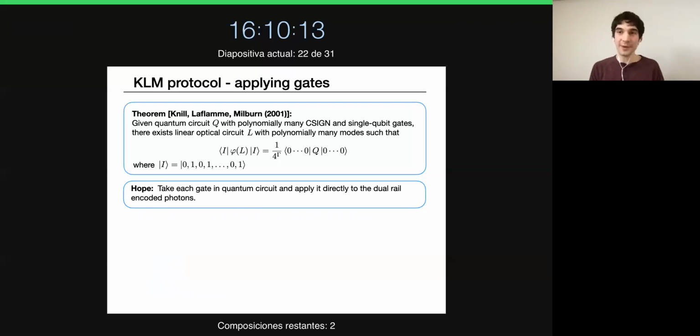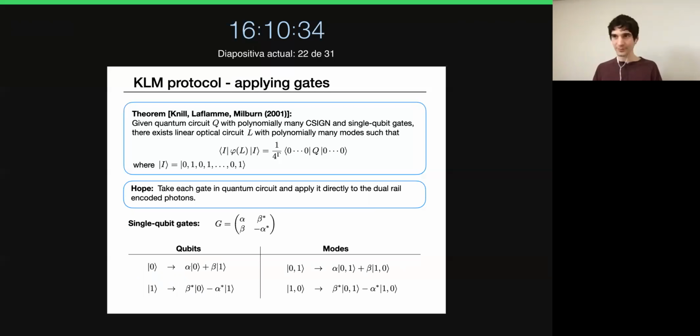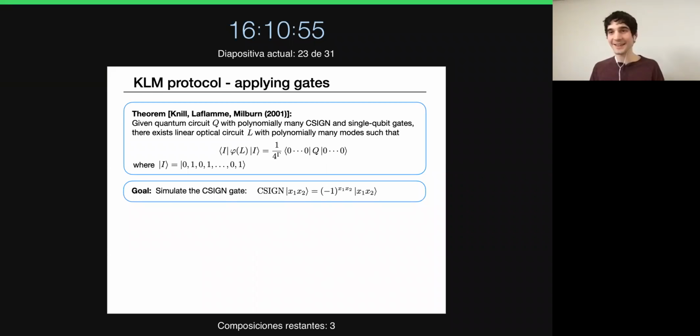Well, the hope that you might have is that your quantum circuit is comprised of these small unitary gates. Maybe you can just take those small unitary gates and apply them directly to these dual rail encoded qubits, and it just works, right? So the hope is just to take each gate in the quantum circuit and apply it directly to these dual rail encoded photons. And in fact, for the single qubit gates, this just works, right? The transformation that you want to enforce on the qubits is the same if you were to apply the same unitary to these encoded modes. And this has to do with the fact that at this small dimension, these Hilbert spaces are actually isomorphic. But for simulating a C-sign gate, things get a little more complicated.